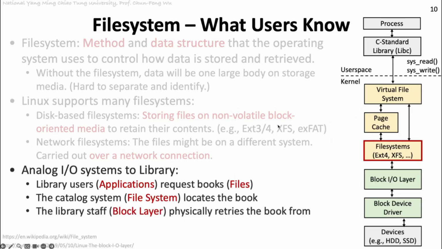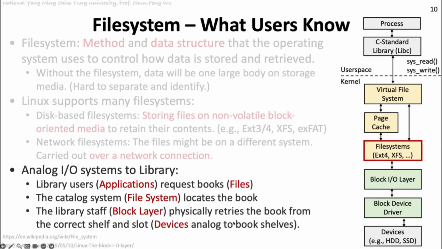So the library staff retrieves the book from the correct shelf and slot. Sorry, there's a typo here. This is analogous to the block layer and the device drivers. The library staff is just like the block layer, because after checking the catalog system, the staff knows which shelf and which slot the book is on, so the staff will go to get the book. And this is how the block layer is. The block layer gets the information from the file system.